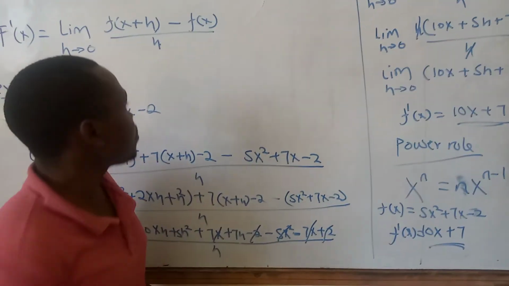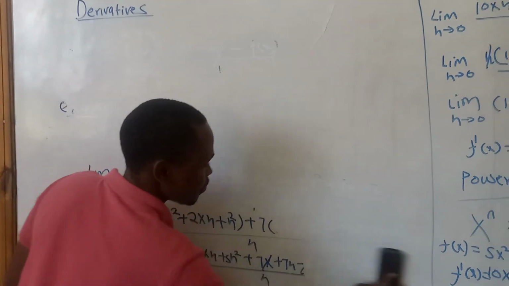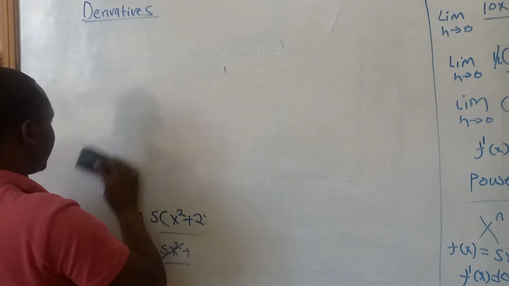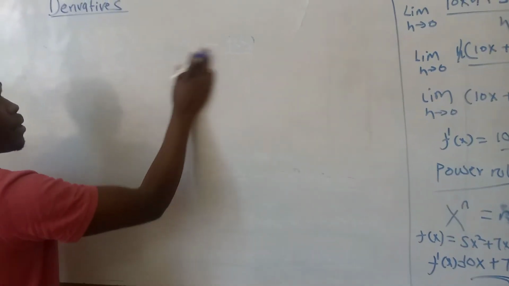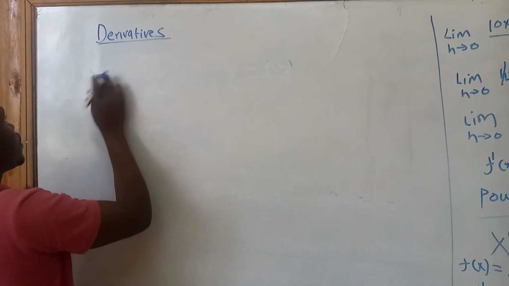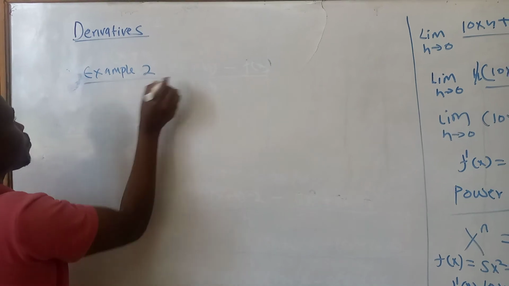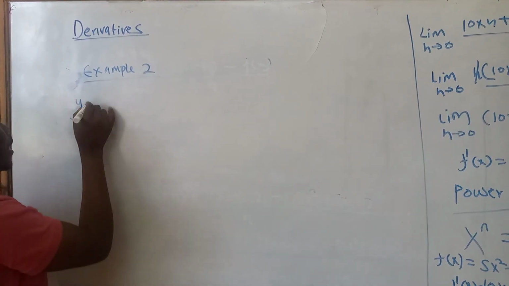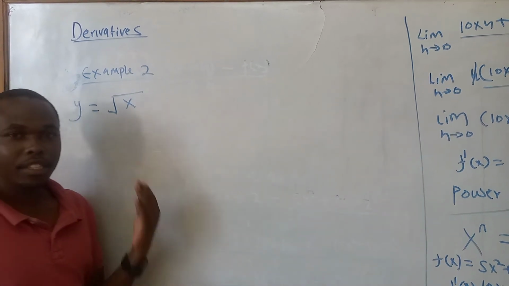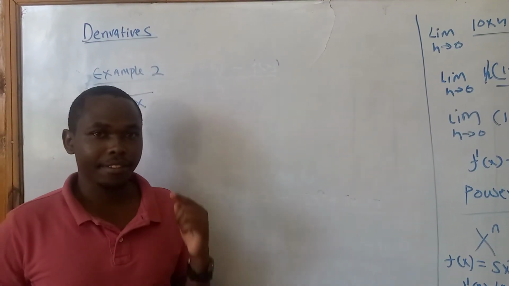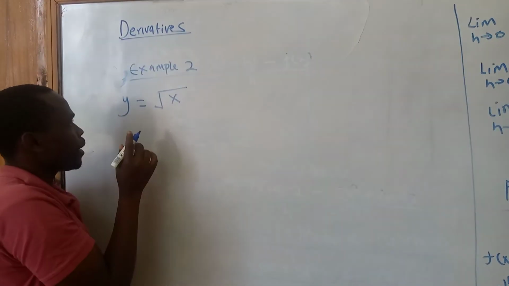Then the second example. Example 2. If you have been given y equal to the root of x, and you have been told to find the derivative using the first principle, more or less, I will still use the same formula.